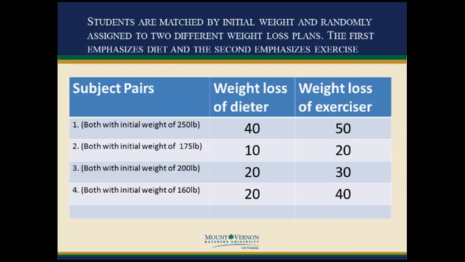And so you can see that for the two 250-pound individuals, the dieter lost 40 pounds and the exerciser lost 50 pounds. And 40 pounds is an admirable amount of weight to lose, but we're trying to compare dieting to exercising here as a weight loss technique. If you have an initial weight of 200 pounds, the dieter lost 20 pounds and the exerciser lost 30 pounds, and so on.